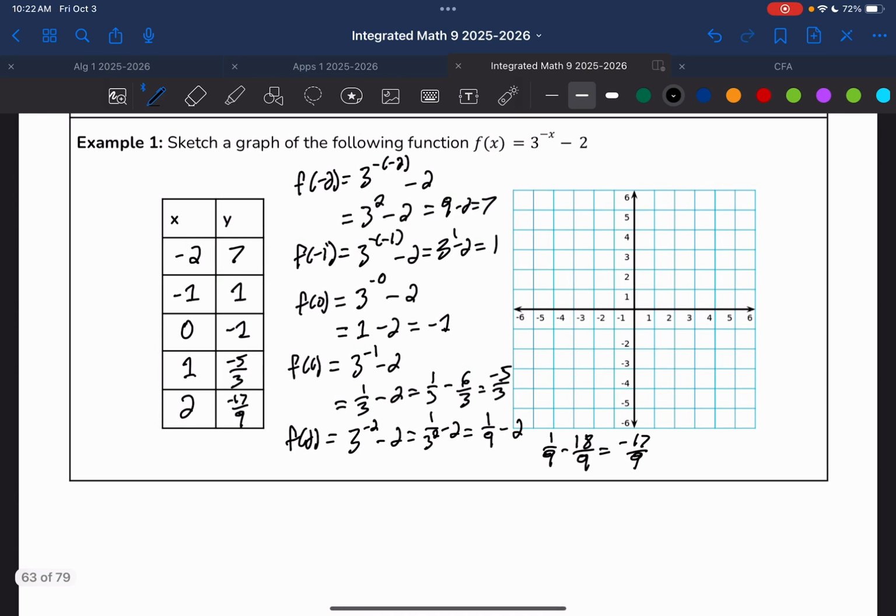Okay, now let's turn to plotting those. Negative 2, 7 is going to be off the graph up here. Negative 1, 1 is going to be there. 0, negative 1 is going to be here. And then 1, negative 5/3, that's going to be there, because 5/3 is a little bit less than 2. And 2, that's a little bit closer to negative 2. So you can see from here that the graph is going to look something like this.